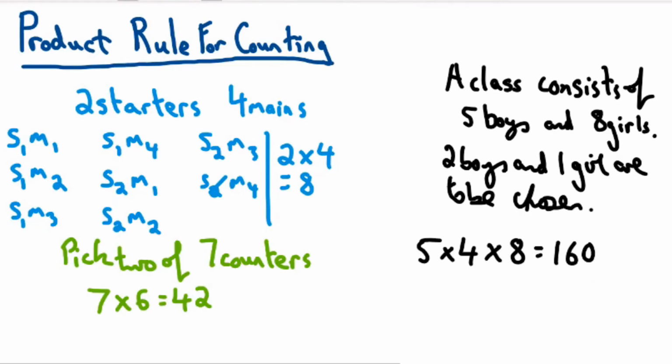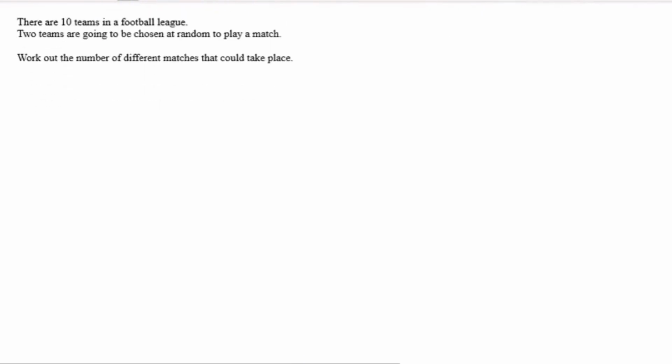If we're okay with that, let's just wrap up by looking at a question from a paper. There are 10 teams in a football league. 2 teams are going to be chosen at random to play a match. Work out the number of different matches that could take place. Well, again, this at face value looks like one of those questions where we're going to be taking from the same category. It's all from the same football league. So if it's going to be 2 teams that are going to fight, well, there's 10 ways you could pick the first team, and then 9 that you could pick the second team, because the team can't face themselves.